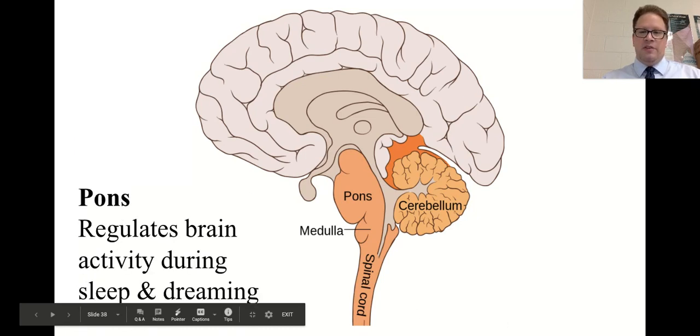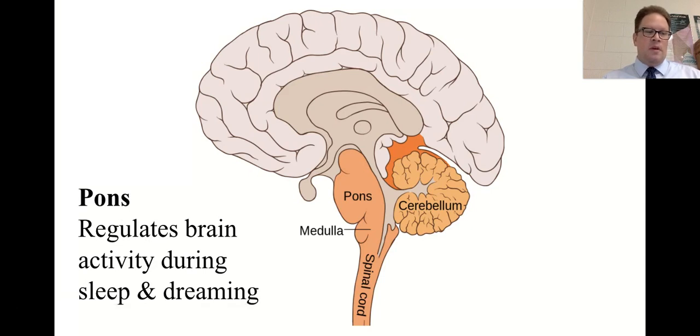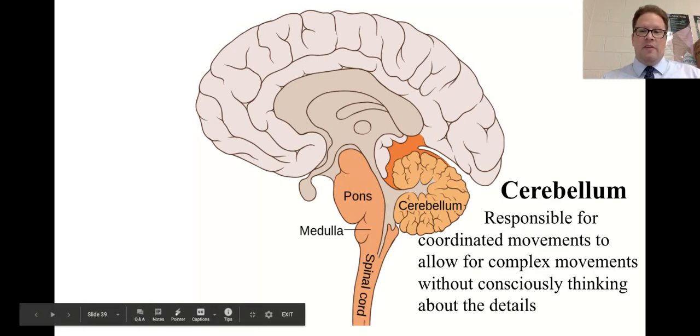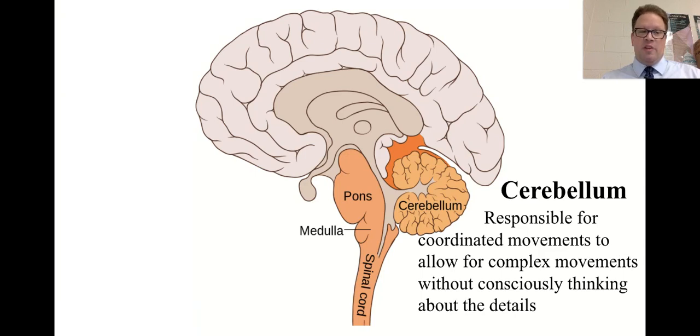Now, the pons regulates brain activity during sleep and also during dreaming. So this is a brainstem structure that's going to be found in more of the upper region of that brainstem area. And then we also have the cerebellum, which is responsible for coordinated movements to allow for complex movements without consciously thinking about the details.